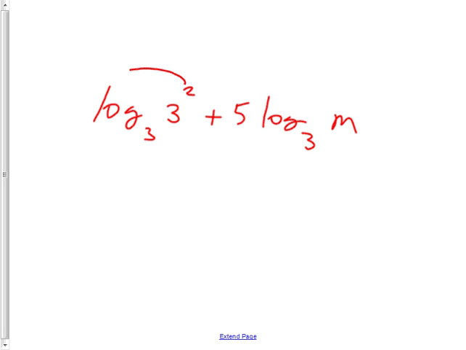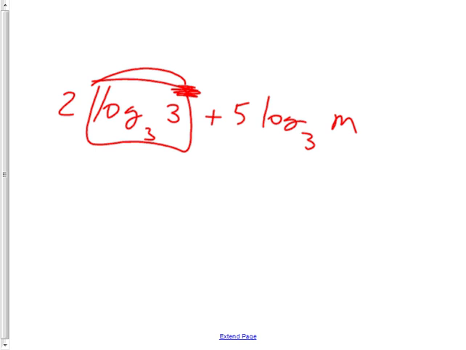People will expand it out and they have this. It's all expanded out, but, oh wait, this 2 should actually go in the front. It goes down here. But what would be wrong with this one? That really equals what? 1, and therefore it's 2 plus 5 log base 3 of m.